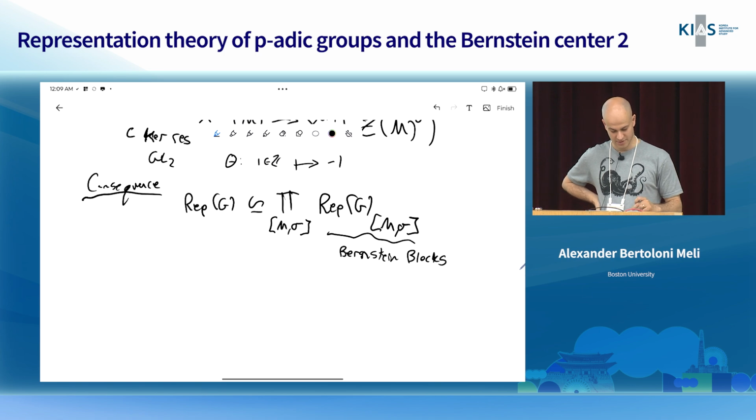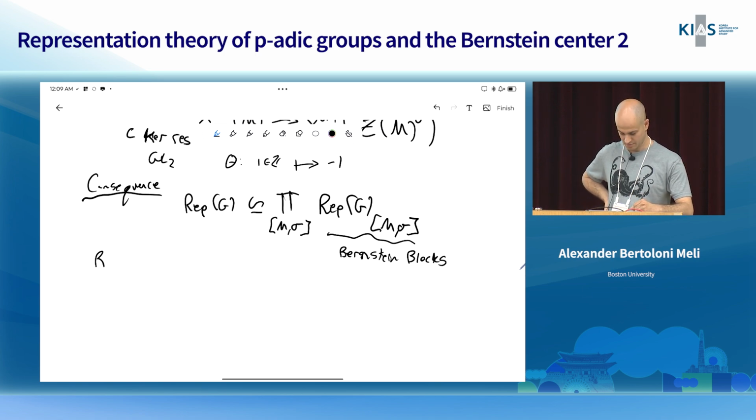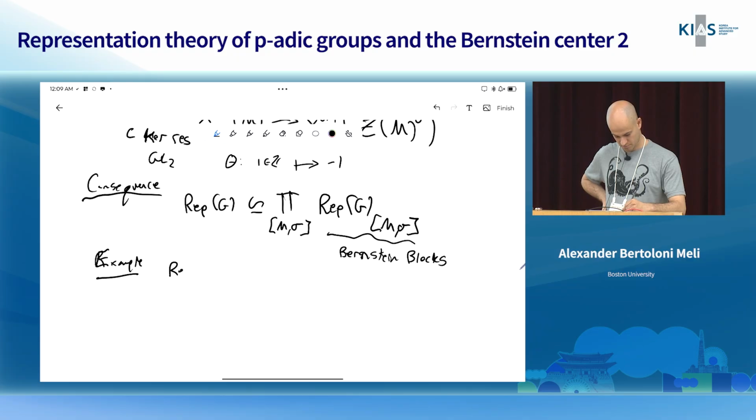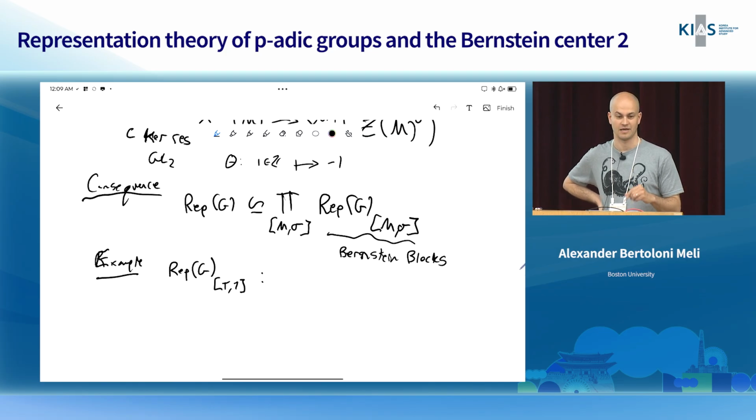Okay, so a standard example is: if you take the Levi torus and you take the trivial character, then this is what people call the principal block.